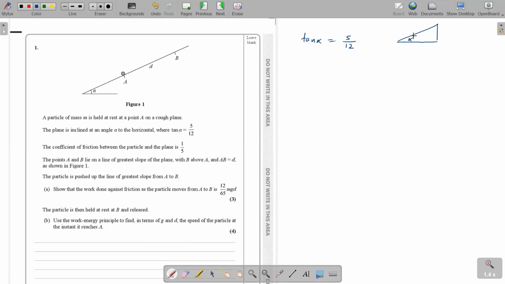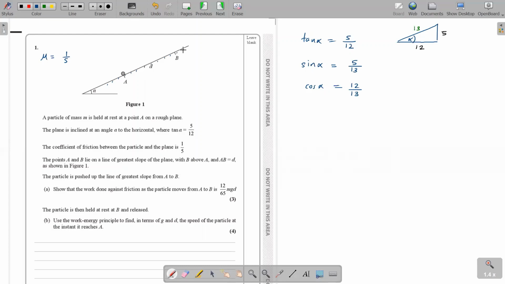So if your tan alpha value is 5/12, tan alpha is opposite over adjacent, which gives, by Pythagoras theorem, the hypotenuse as 13, right? So we'll write down the sin alpha and cos alpha as well. Sin alpha is opposite over hypotenuse. Cos alpha is adjacent over hypotenuse. And then the mu value is given here. The mu value is 1/5. And this is a rough plane.